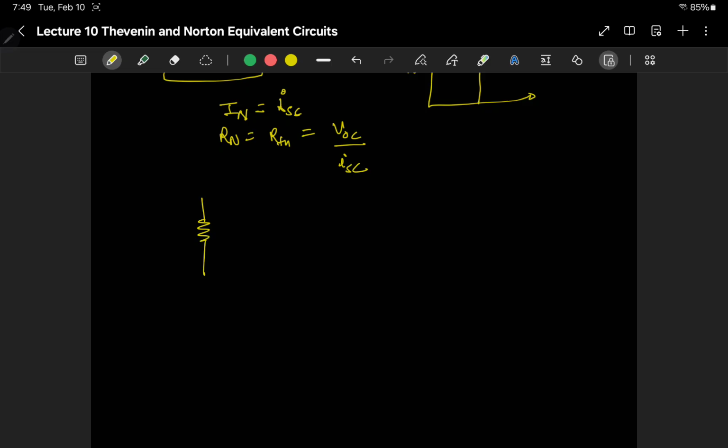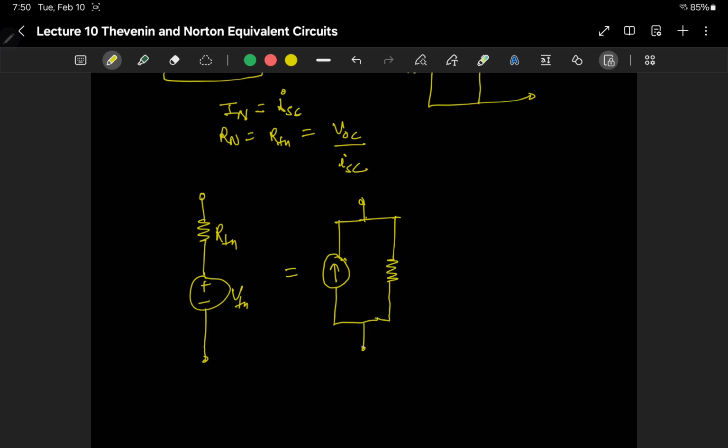So if you recall from the last lecture on source transformation, this will look something like this. So we have RTH, we have a voltage source. Between these two points you have VTH, which is basically the practical voltage source, right? And if we look into this, this is Rn and this is In. So this is the Norton equivalent, right?